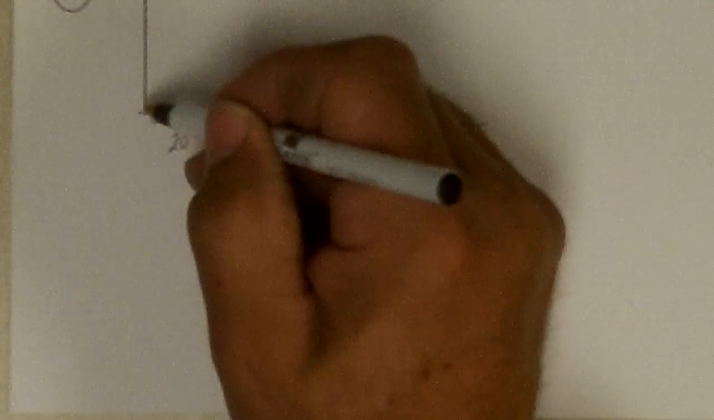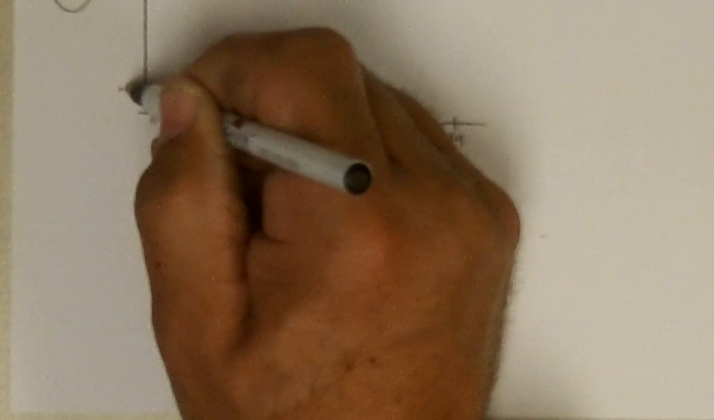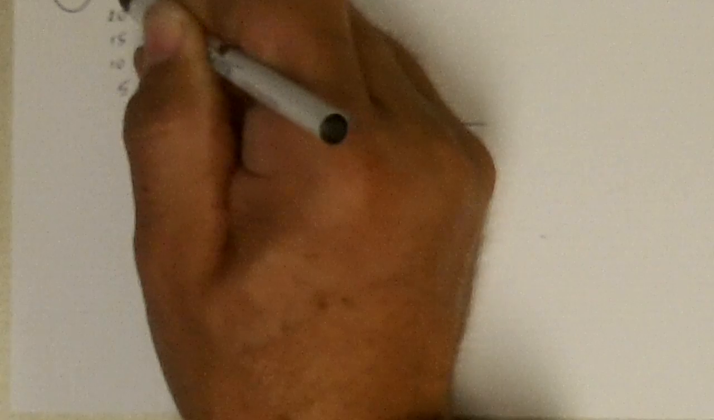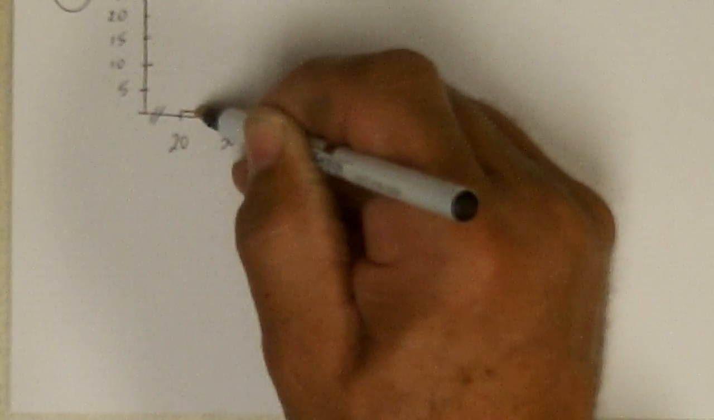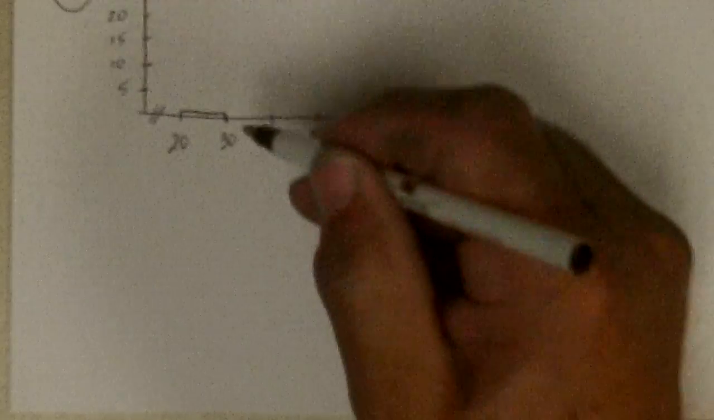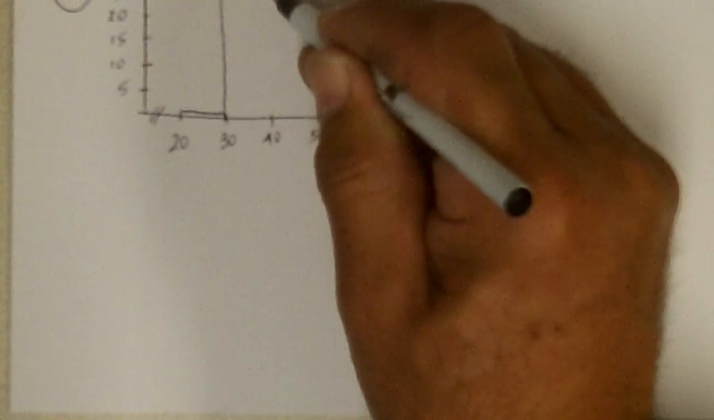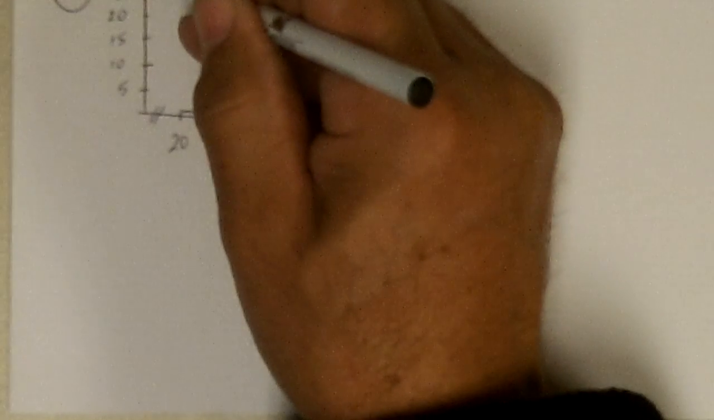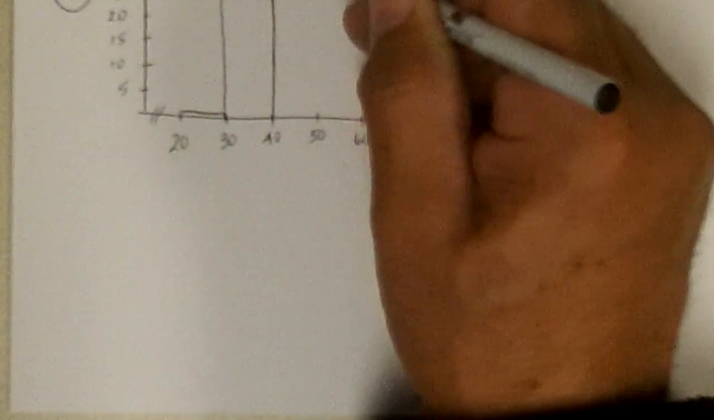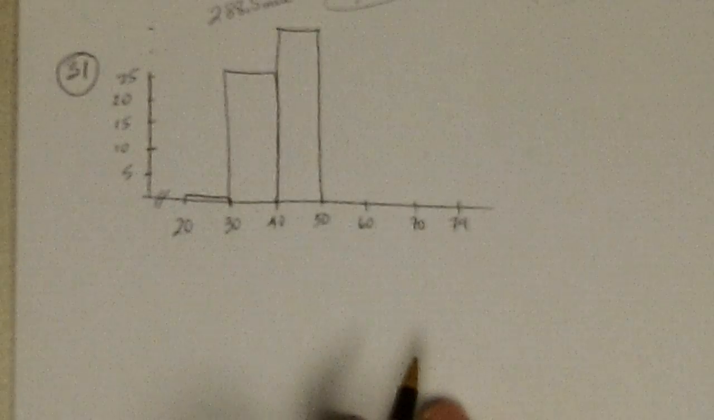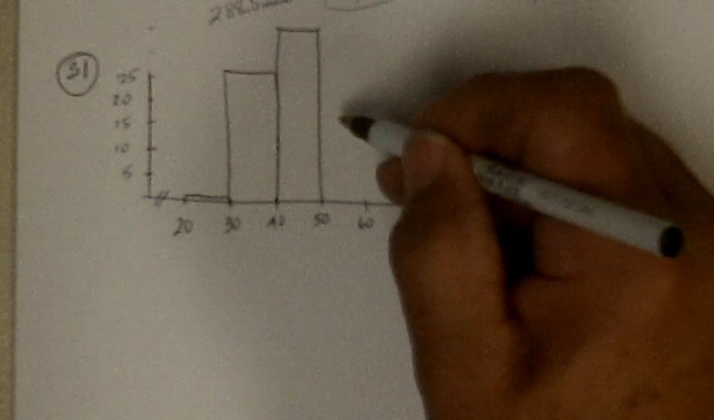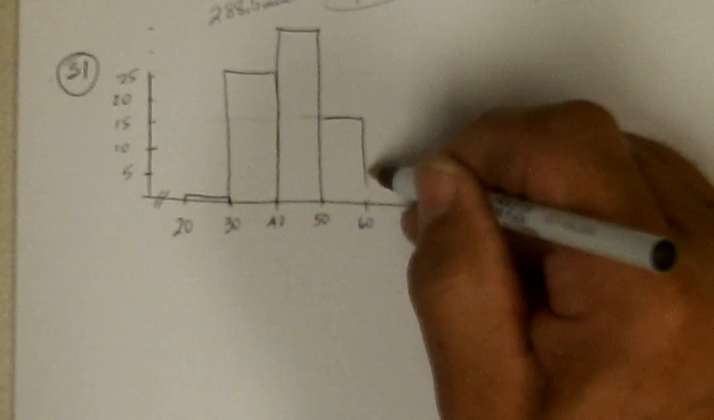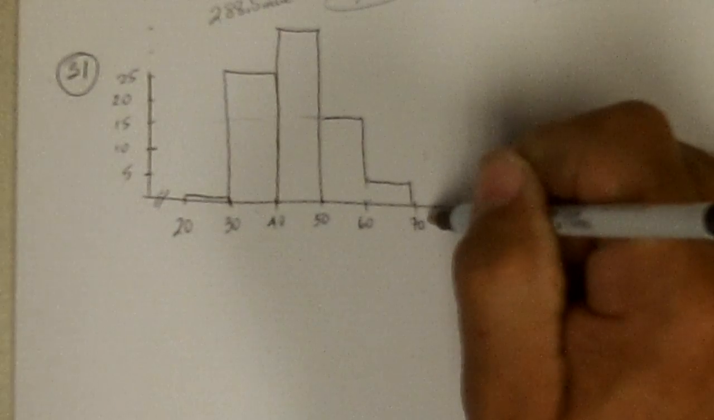So in the 20s there was 1. We get up to 27, so I'm going to go 5, 10, 15, 20, 25. This one is only 1. Then the 30s are 27. The 40s are 30. Oh, it goes to 35, so I didn't make my scale big enough. 25, 30, 35, about there. And then 50 to 60 was 15. And 6 and 1.